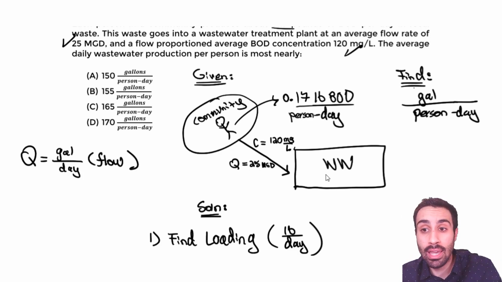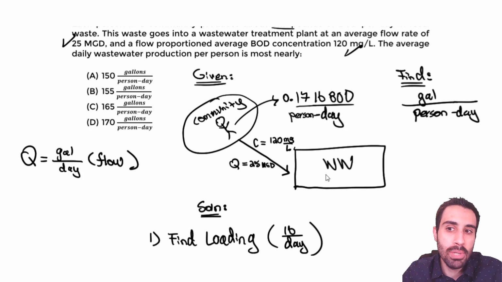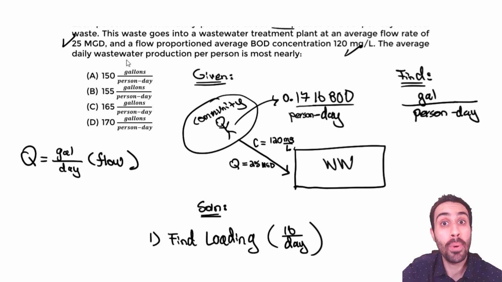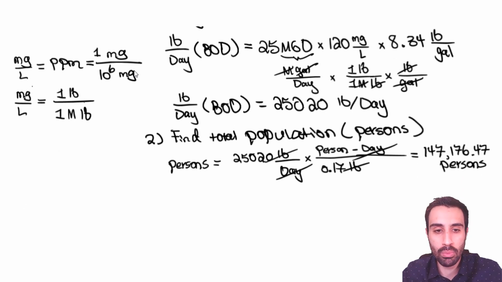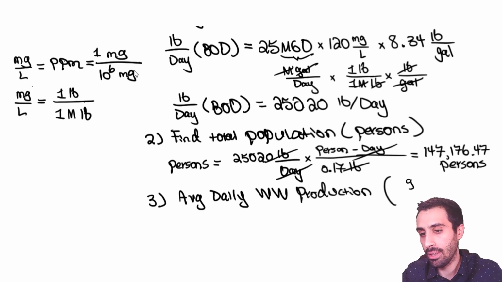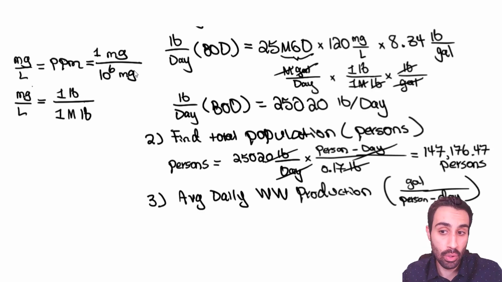So I can take that and convert it to gallons per day. I'll take care of the million. Then I divide by the total population, which is the persons. And then we get the average daily wastewater production per person. Let me show you how we would do that. So what we would do is find the average daily wastewater production. Let's call this production in units of gallon per person or per capita per day. And what we would do is take the flow on the top and then divide by the total population.